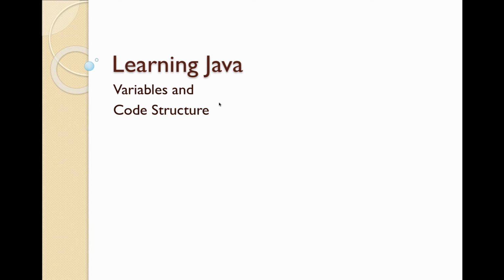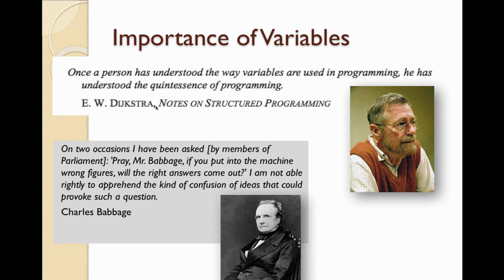All right, let's go over variables and code structure. We're going to start out with a couple of quotes from some famous programmers. Our first quote is from E.W. Dijkstra, and he says, "Once a person has understood the way variables are used in programming, he has understood the quintessence of programming." He's expressing how important variables are in your program.